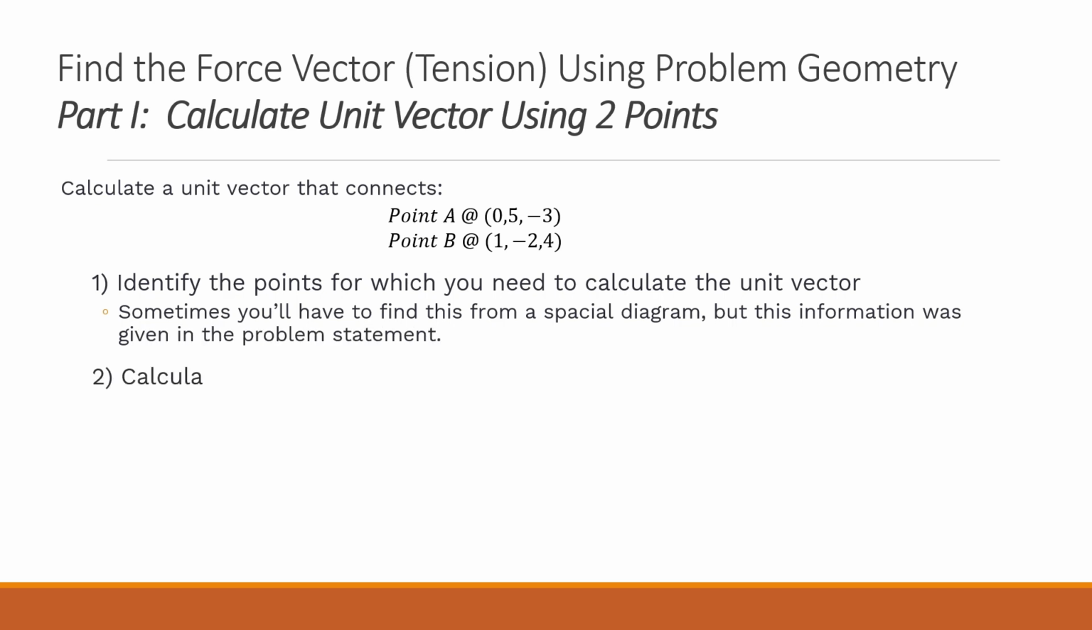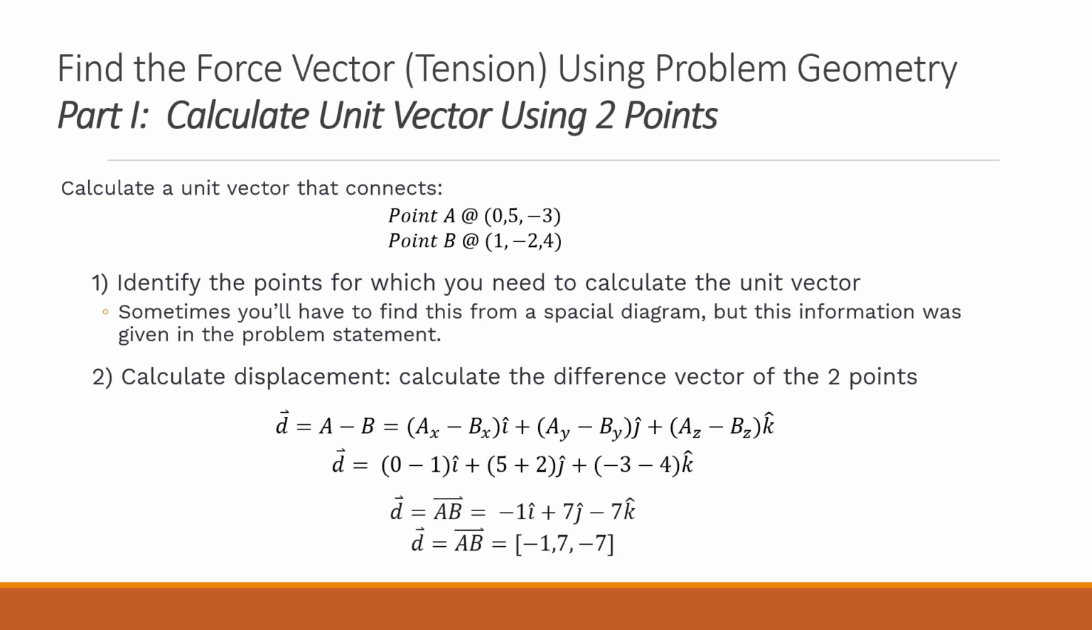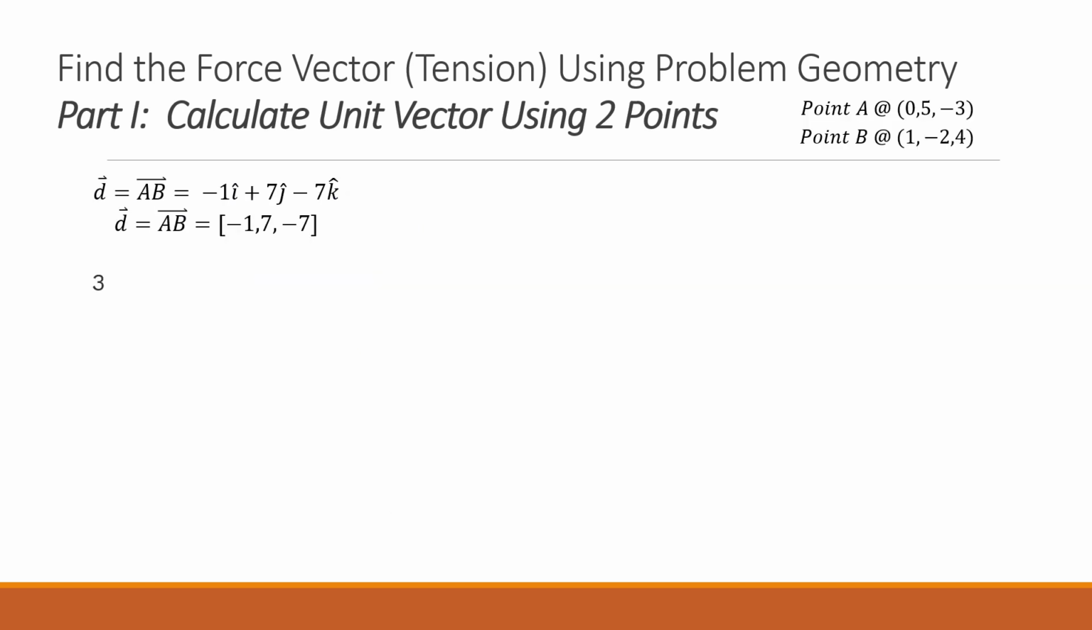Step 2 is to calculate the displacement, calculate the difference vector of the 2 points. So that's where we subtract point A from point B or point B from point A. So in this case, our displacement vector is going to be point A's x value minus point B's x value, which is 0 minus 1, so negative 1 in the I direction. AY minus BY in the Y direction. That's going to be 5 minus negative 2, or 5 plus 2 in the J direction. And then we're going to add AZ minus BZ in the K direction. That's going to be negative 3 minus 4 in the K direction, giving us negative 7 in the K direction.